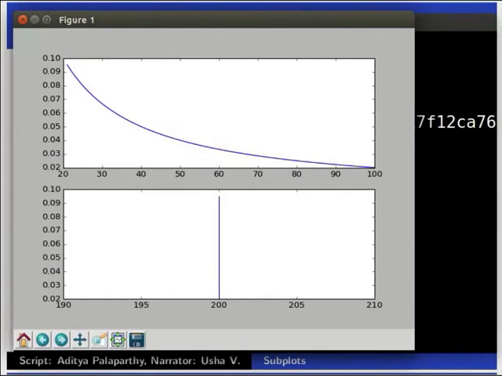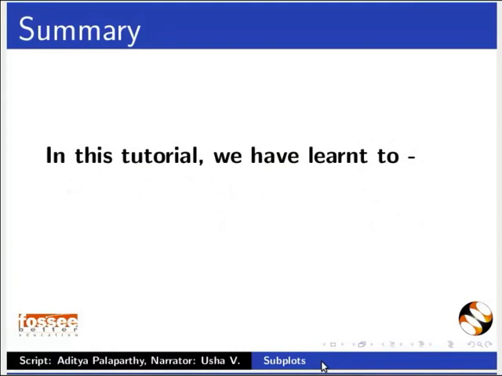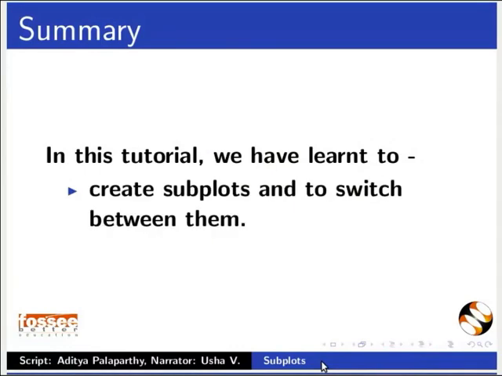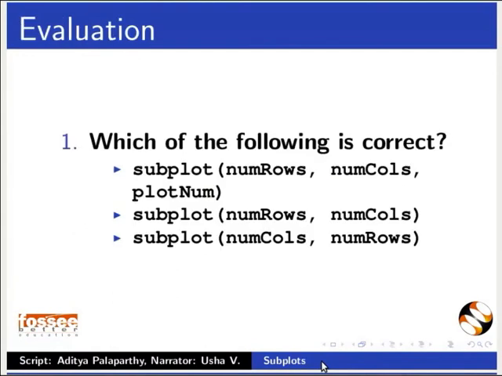Plotting this data, we get the required plot. plot(T, 2.0/V). We can see two subplots of pressure versus volume and pressure versus temperature respectively. This brings us to the end of this tutorial. In this tutorial, we have learned to create subplots and to switch between them.